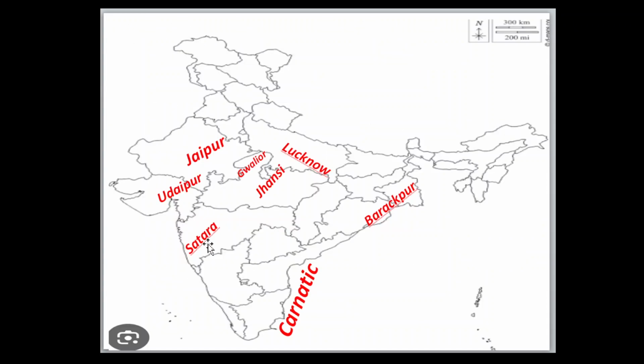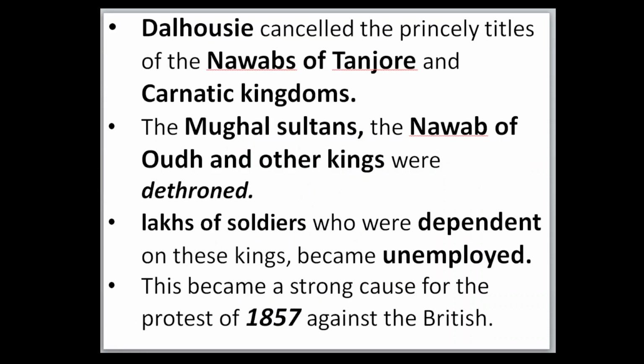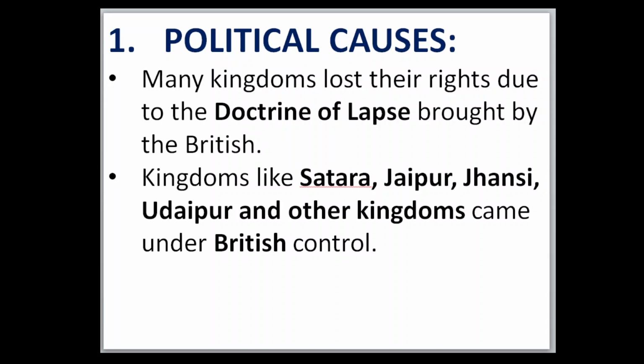Here it is: Satara in Maharashtra, Udaipur in Rajasthan, Jaipur also in Rajasthan, and then Jhansi, which is in Madhya Pradesh. All these places came under the British, and along with that, so many kingdoms like our own. If you belong to Belagavi district, then our own Kittur Channamma's Kittur also came under hard control by the British by the doctrine of lapse policy. You have to remember this one.